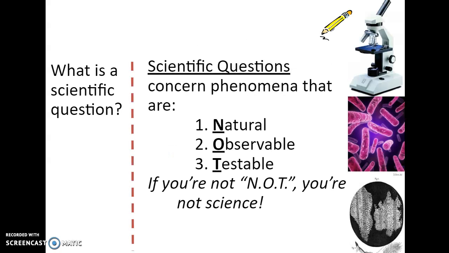Before we begin working on composing or writing hypotheses, we should ask ourselves, what is a scientific question? So a scientific question concerns phenomena that are natural, observable, and testable. So they always need to meet these 3 criteria: natural, observable, and testable. So a good tagline to remember is if you're not, you're not science. So if you're not natural, observable, or testable, you're not science.